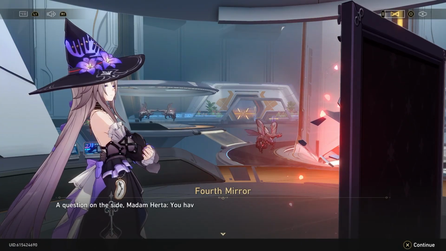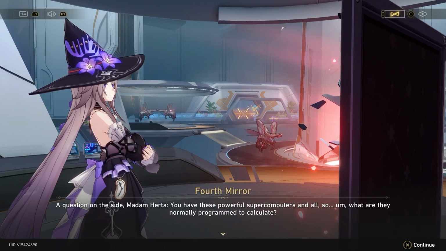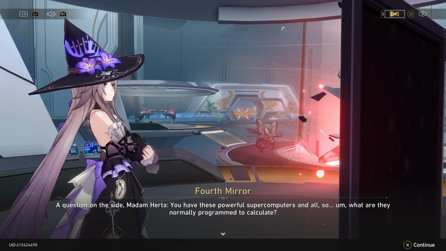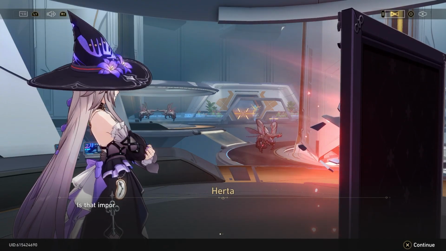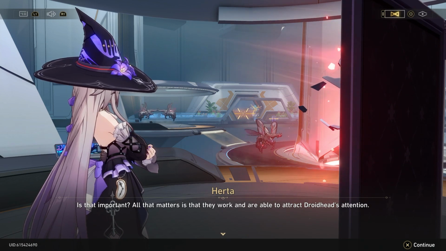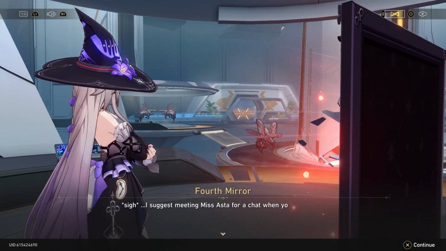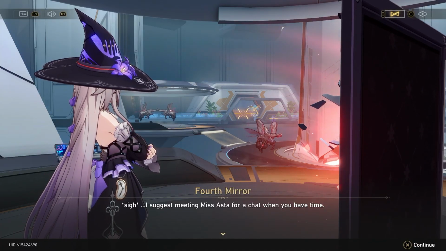A question on the side, Madam Herta? You have these powerful supercomputers and all. So, what are they normally programmed to calculate? Is that important? All that matters is that they work and are able to attract Droidhead's attention. I suggest meeting Miss Asta for a chat when you have time.